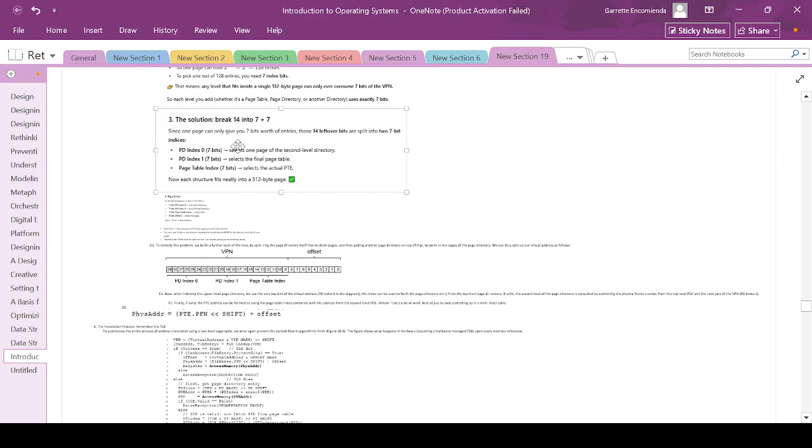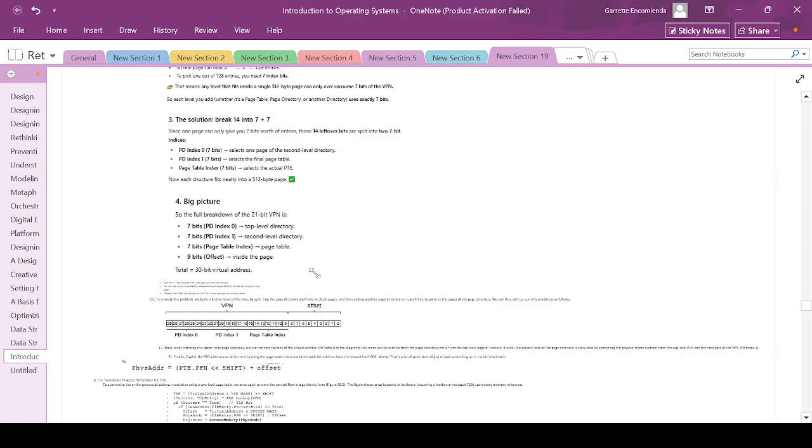Since one page can only give you 7 bits worth of entries, those 14 leftover bits are split into two 7-bit indices. PD index 0, 7 bits, selects one page of the second level directory. PD index 1, 7 bits, selects the final page table. Page table index, 7 bits, selects the actual page table entry. Now each structure fits neatly into a 512 byte page.